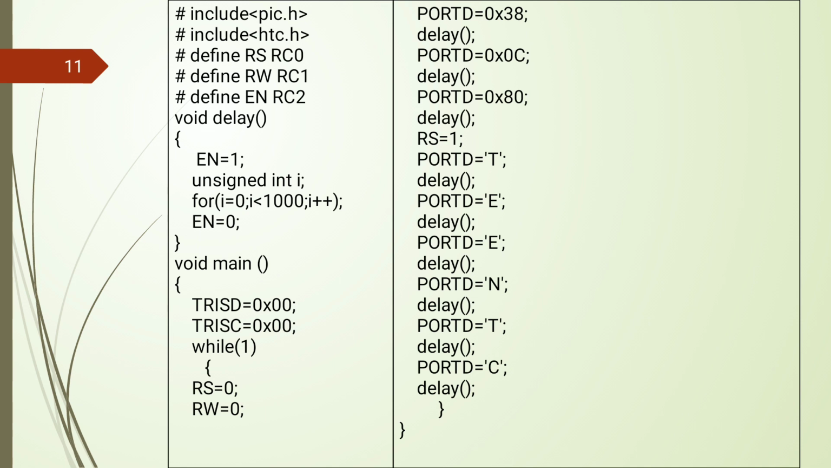After the initial setting, we are using the actual command, data mode. So for that purpose, we should make rs is equal to 1. So after making rs is equal to 1, we transmit actual ASCII characters or ASCII values with single quotation or double quotation. So port D is equal to 'T'. Here I want to transmit the message TEENTC. So I mention the first character T, again delay, second character, delay, third character, delay.